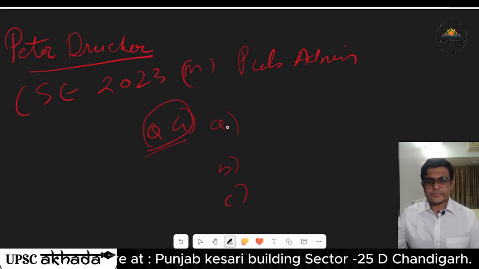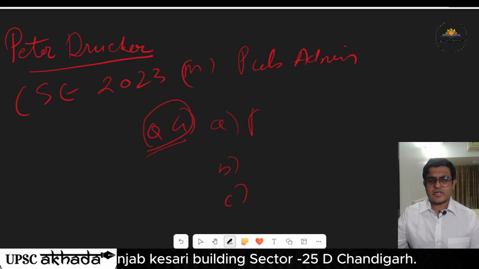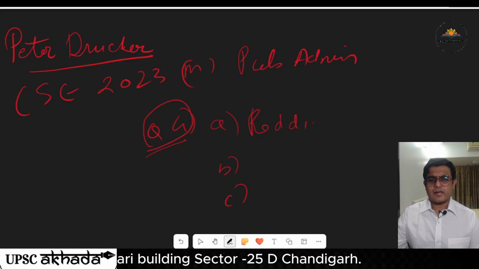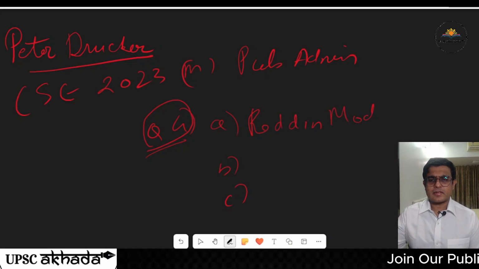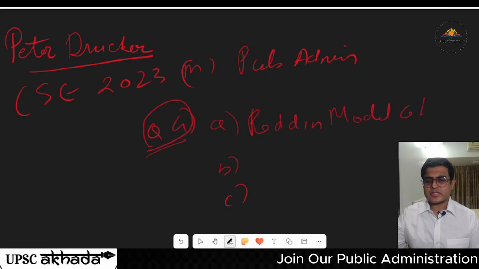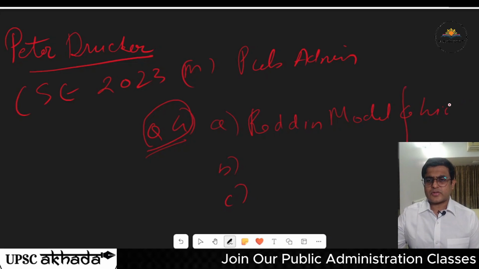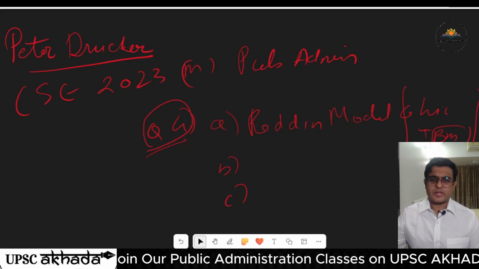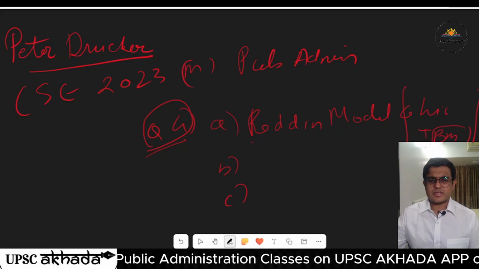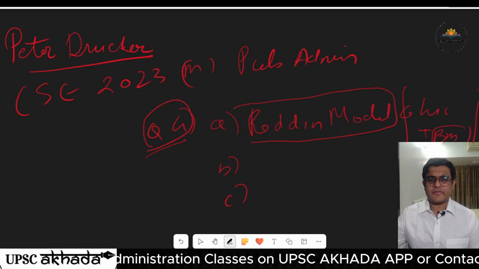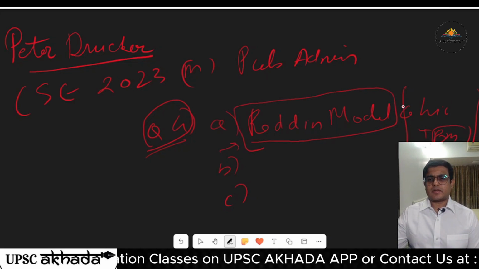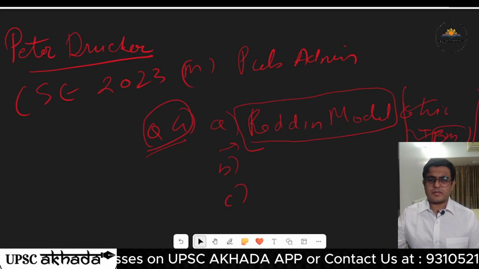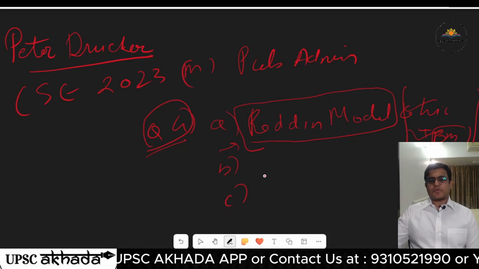So the first question was the Reddit model. They asked the Reddit model, and you have to connect it with the Ohio studies and Blake and Moulton. And many people are not aware of this Reddit model, but this is more doable. But see the traps set by UPSC in this.